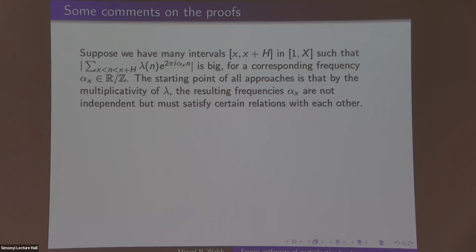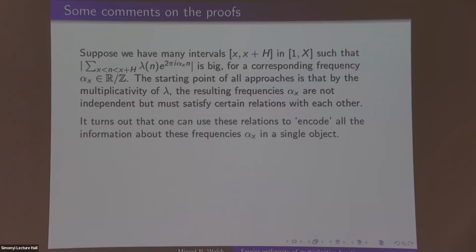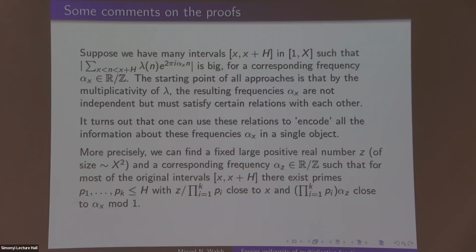The starting point in my own work is that it turns out that one can use these relations to encode all the information about all these frequencies in a single object. And this turns out to be a useful thing to do. What I mean by this, more precisely, is that we can find a fixed large positive real number C. By large, I mean that if we are working in the interval from 1 up to big X, it has size outside the original interval, and a corresponding frequency alpha C with the following property.